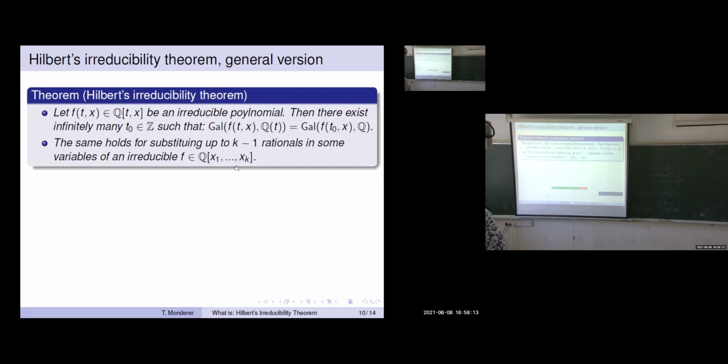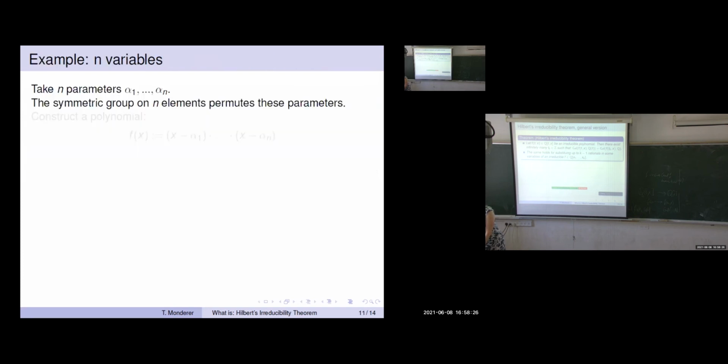Let's see if there's anything more I needed to tell you about this slide. Yeah, turns out not. Okay, so let's see what's the point of having this many variables. So this will be your second example of a Galois group, and this is kind of a brute force example of a Galois group, but I think it's really nice.